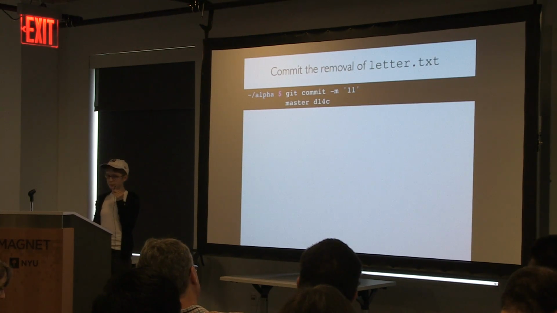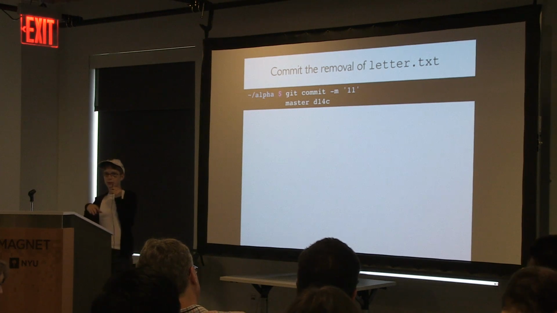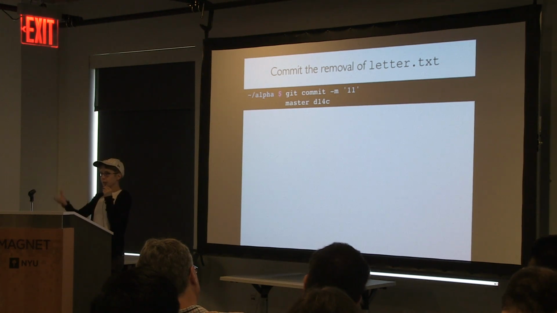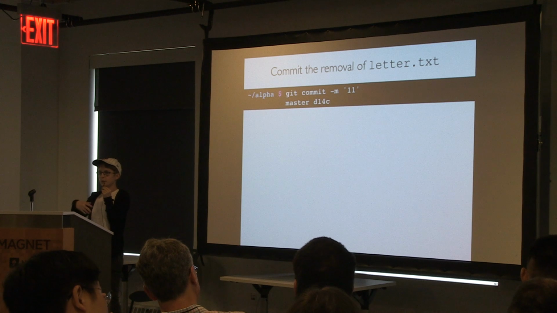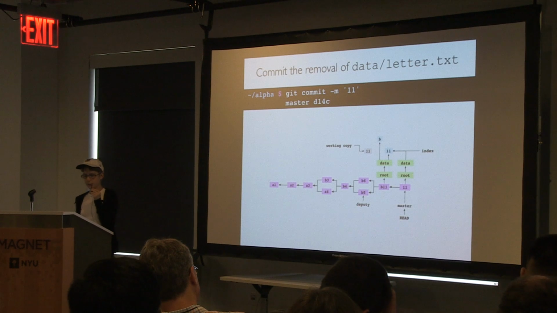Which means that when the user commits, remember how a commit works. It just walks the index and produces a tree graph of its content. So that index no longer has an entry for letter.txt, which means that the entry is going to be completely missing. So now the new tree graph just points at 11, it doesn't point at letter.txt.